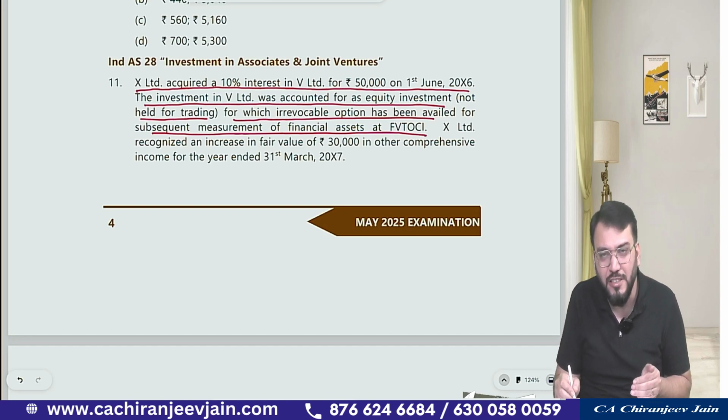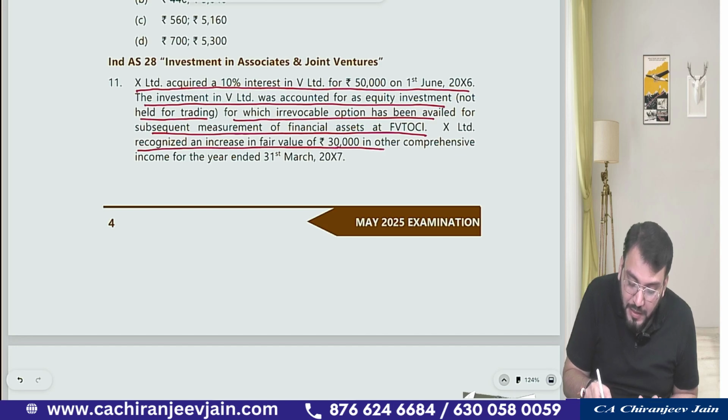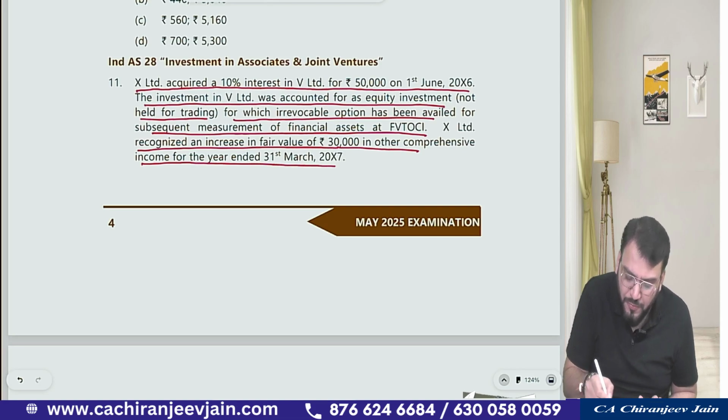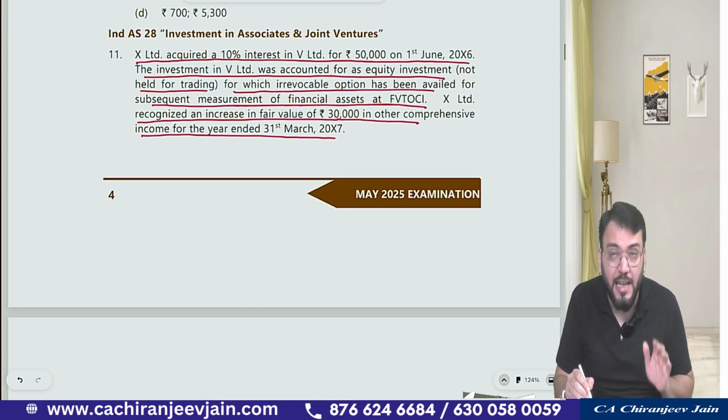It means it will be measured at fair value and any gain or loss will be transferred to OCI. X Limited recognized an increase in the fair value of 30,000 in other comprehensive income for the year ended 31st March 2007. From this it is understood that at the end of the year the fair value of this investment will become 80,000 and the 30,000 has been transferred to OCI and accumulated in the FVOCI reserve.